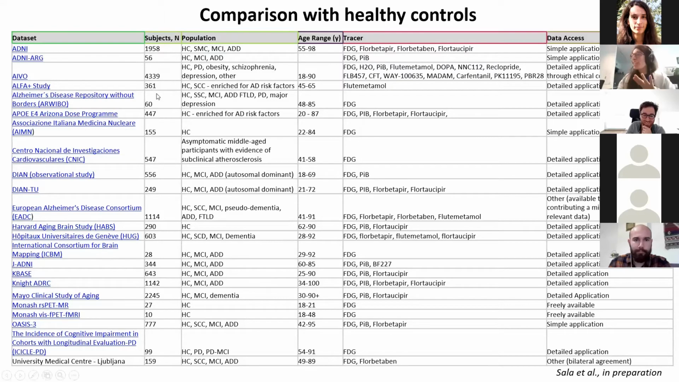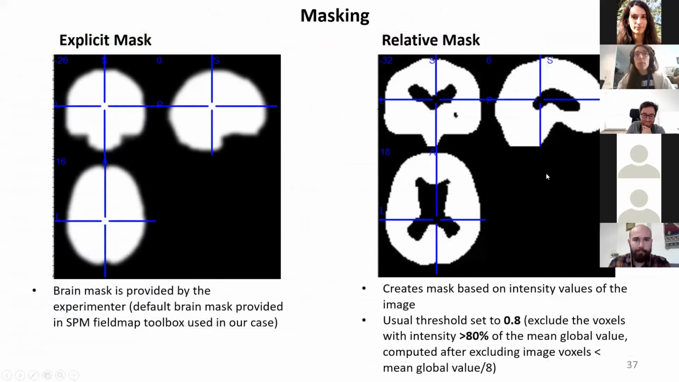But anyway, let's assume that you have your healthy controls or you're using our healthy controls, whatever. To run the statistical analysis, I just want to tell you very quickly a couple of things. First of all, you need to tell SPM where to do the statistical analysis. We just want to compare metabolism within the gray matter.